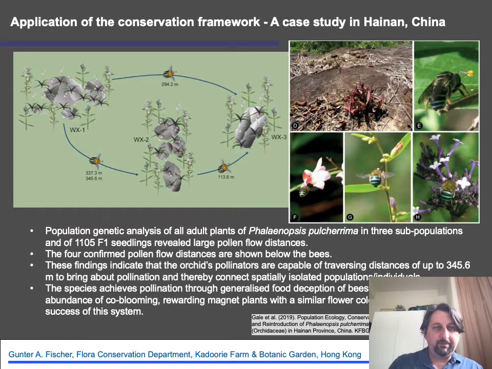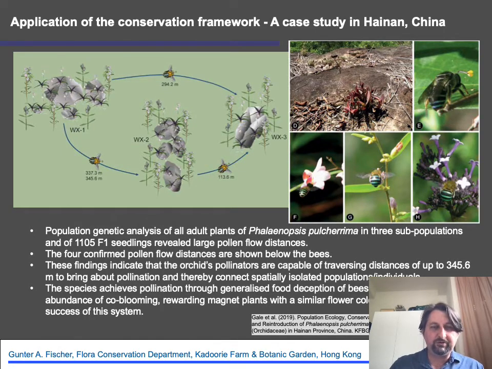So actually the armadillo bees, which you can see here in the photos, managed to fly more than 350 meters from one population to the next, guaranteeing long distance dispersal of pollen. And a further interesting observation from the pollination ecological study was that the species has a food deceptive pollination system, so it relies on an abundance of co-blooming rewarding magnet plants with a similar flower color to guarantee a successful pollination.